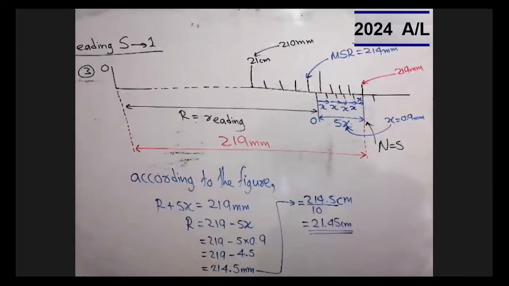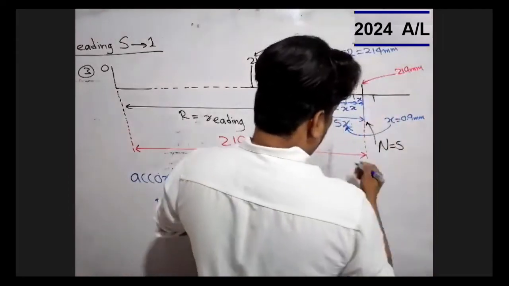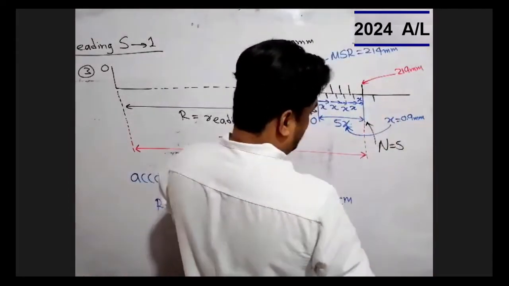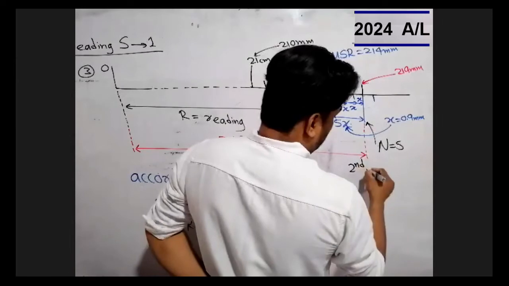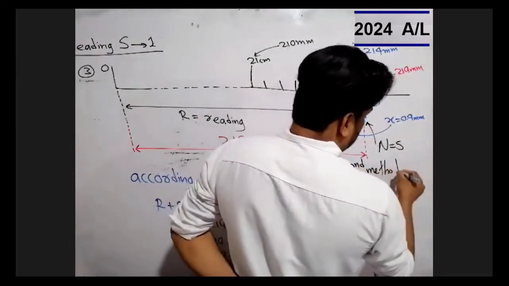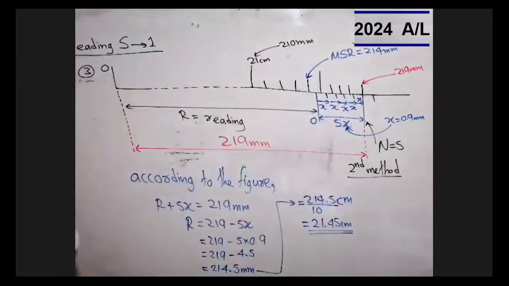Right, but there is a very simple method to obtain the answer. What is that method? It's a very simple method to get the answer. What is it? Somebody? Using the equation. Yeah. So let me use that method. Second method. And this is the method that we use in the examination.